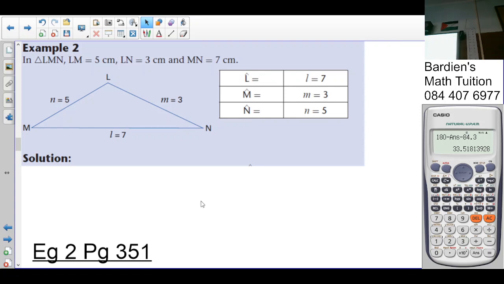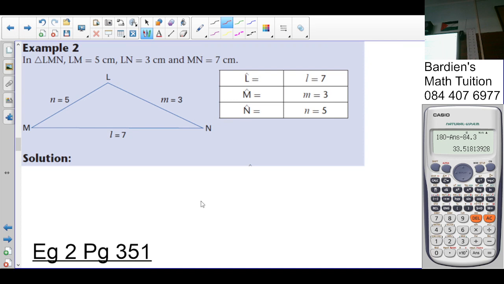The question says, in example 2, in triangle LMN, LM is 5, which is also lowercase n. LN is 3, which is lowercase m. And MN is 7, which is lowercase l. The question says, solve triangle LMN. So what are we solving here? Solving the unknown angles. So which is the first angle we're going to solve? L. So how do we start?